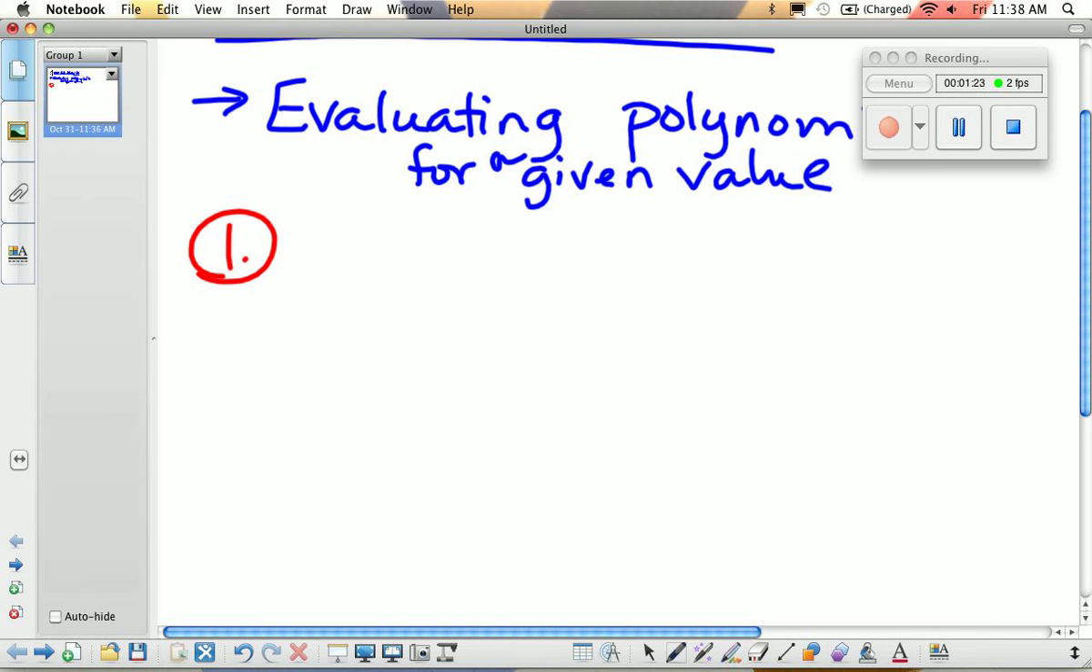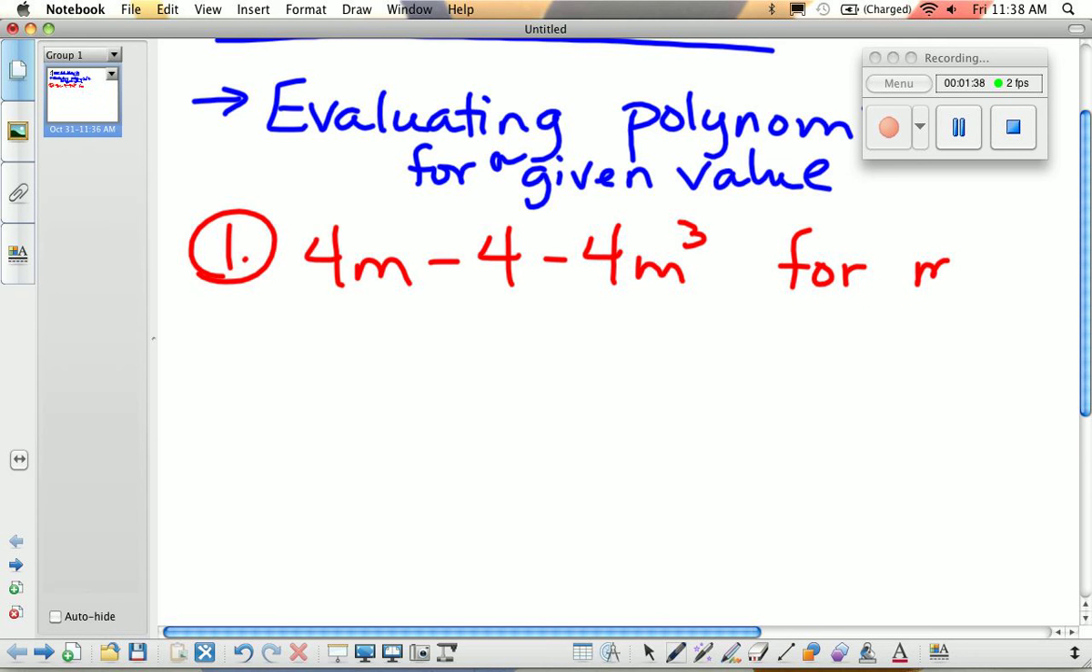So number one, here's our polynomial, 4m minus 4 minus 4m cubed. Lots of 4s, lots of subtraction, lots of m's. We're going to evaluate that polynomial when m is negative 2. So we need to do it for m is equal to negative 2.